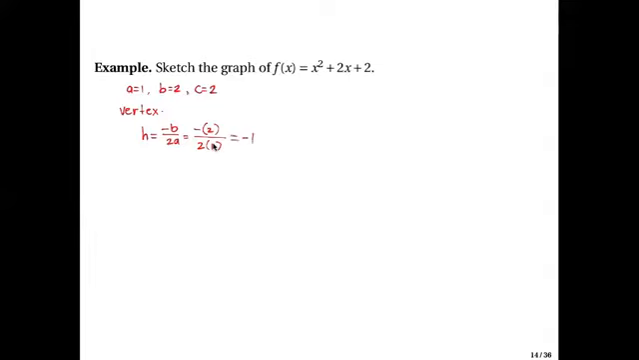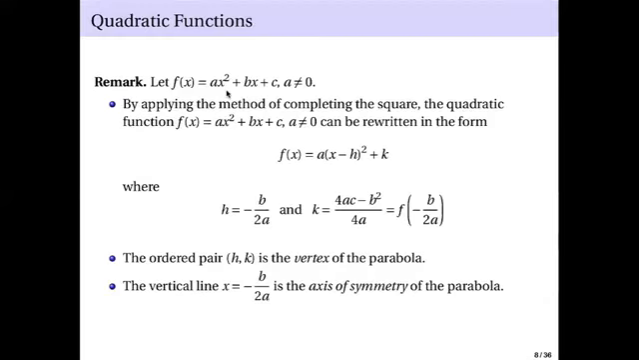And then your k, you can use this formula in here, 4ac minus b squared over 4a. But this one, it's hard to memorize. Okay? So what you can do is to do this. Once you have obtained your h, just evaluate the function f at h.